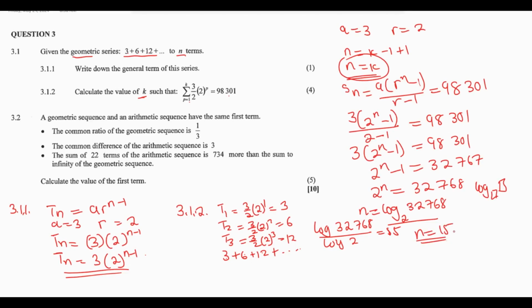Okay. The other thing we could have done is to say this point here, then 2 to the power n is equal to 2 to the power 15. Remember finding the value of k, but at this stage here, we know that n is equal to k. So therefore, k is equal to 15.